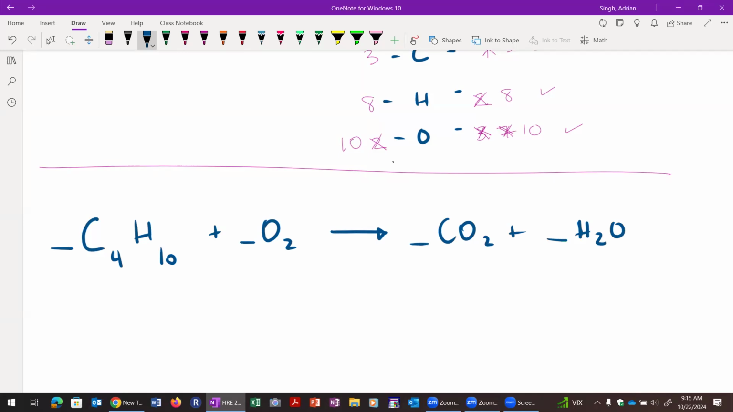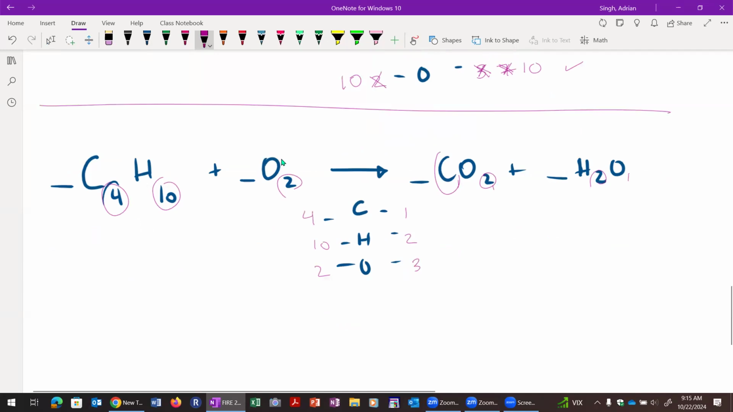I'm going to list the atoms just like I did above. So we have C's, H's, and O's. And we're going to count these as well. So 4 C's here on the left side, 1 C on the right. I have 10 H's on the left. I have 2 H's here on the right side. I have 2 O's on the left. And then I have 2 here plus the 1. All right, so that gives me 3 O's on the right side.